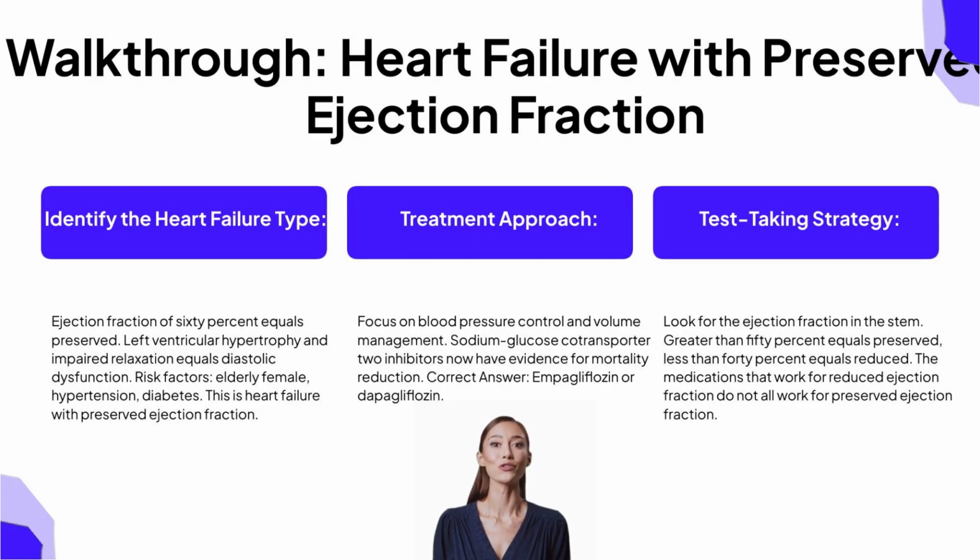Think about which medications have evidence for heart failure with preserved ejection fraction. This question tests whether you know that treatment differs between systolic and diastolic heart failure. For years, we had no mortality-reducing medications for heart failure with preserved ejection fraction. Now, sodium glucose cotransporter 2 inhibitors have changed that. Empagliflozin and dapagliflozin have shown benefit. The test-taking strategy here is to always check the ejection fraction. If it's preserved, the standard 4 pillars for reduced ejection fraction may not all apply. Look for the newer agents that have evidence across both types.